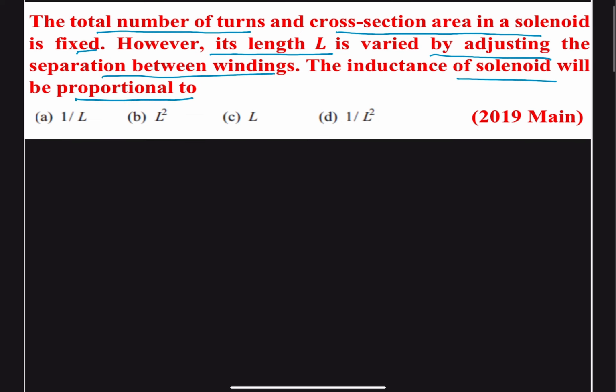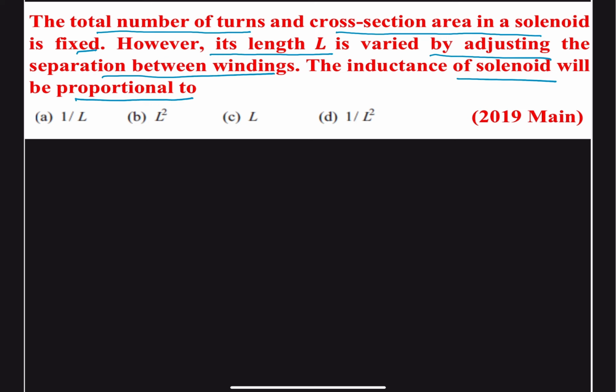So in this case, we are supposed to find out how the inductance of the solenoid will vary if the separation between the windings is changed. Or we can say the length of the total winding length is being changed. So in this case, we are going to start with the formula for the inductance.